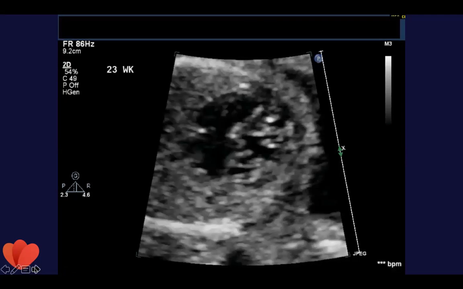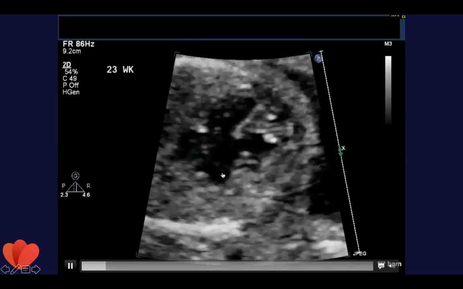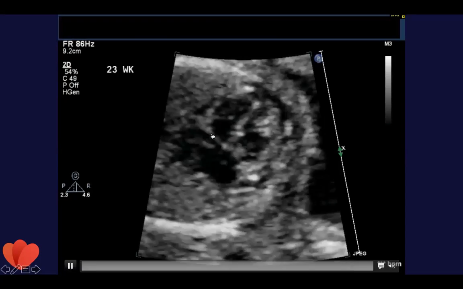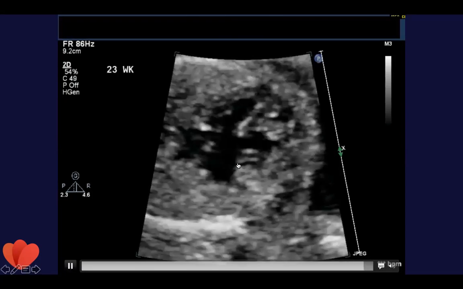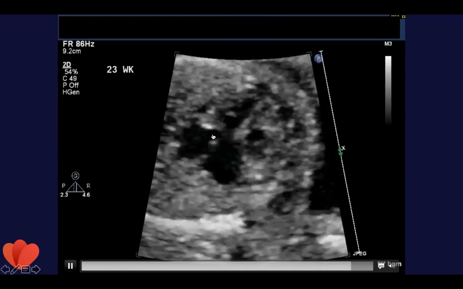Here's another four-chamber view. Again, I think nicely just showing the single AV valve. So you don't have the two leaflets here in the tricuspid valve or the mitral valve.